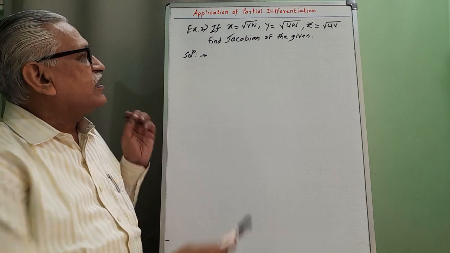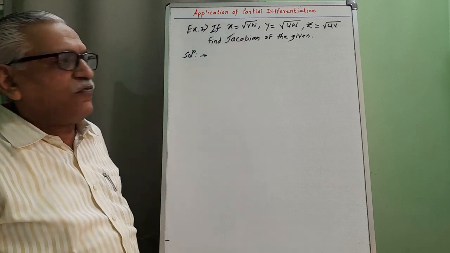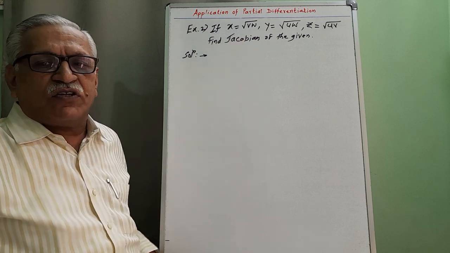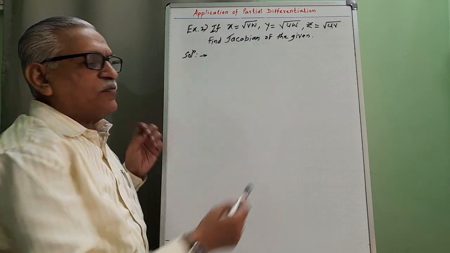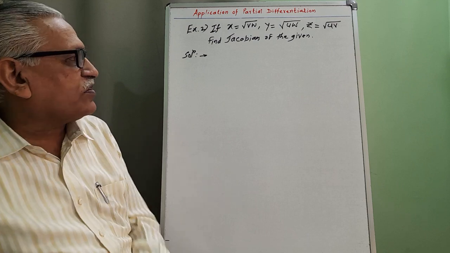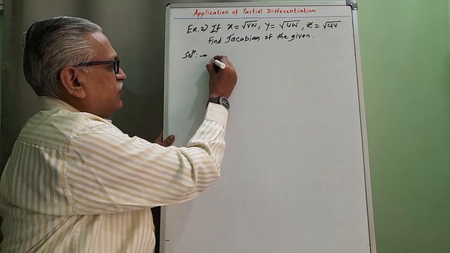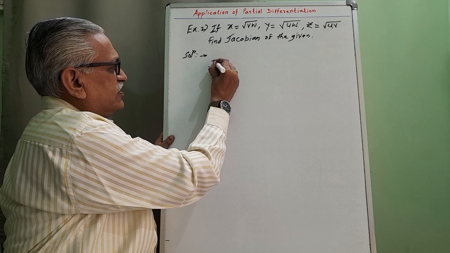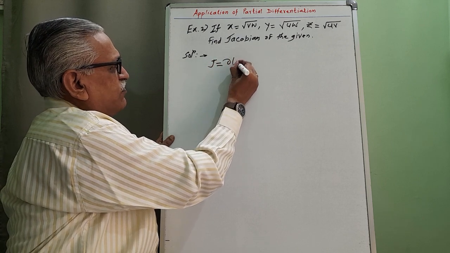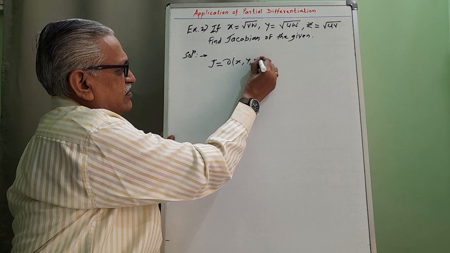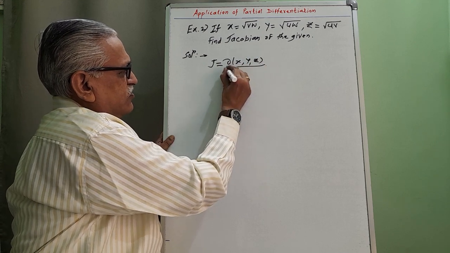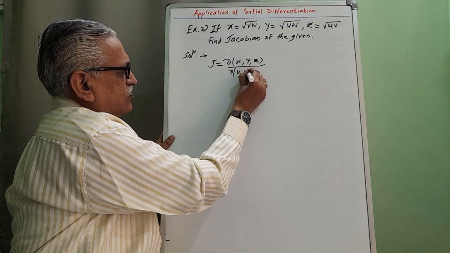Second example, if x is equal to root of vw, y is equal to root of uw and z is equal to root of uv, then find the Jacobian of the given transformation. And therefore, to obtain that Jacobian, as per definition, here it is dou of x, y, z divided by dou of u, v, w.